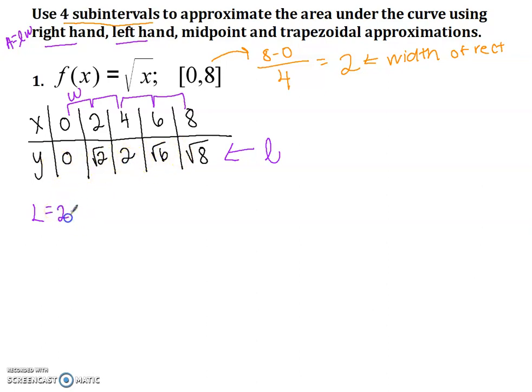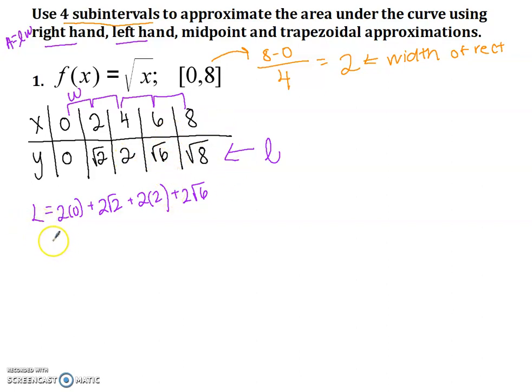So I would do 2 times 0, that would give me the first one, plus 2 times root 2, that'll give me the second one, then 2 times 2, then 2 times root 6. And we're going to leave the last one out because we're just using 4 subintervals. So for the left-hand side, you just use 4 subintervals starting from the left one. So I would use this one, this one, this one, this one. So you're always going to leave out the one on the right.